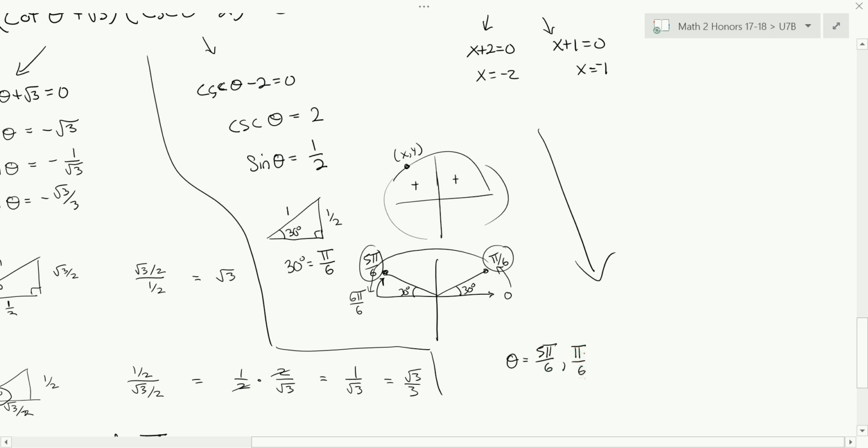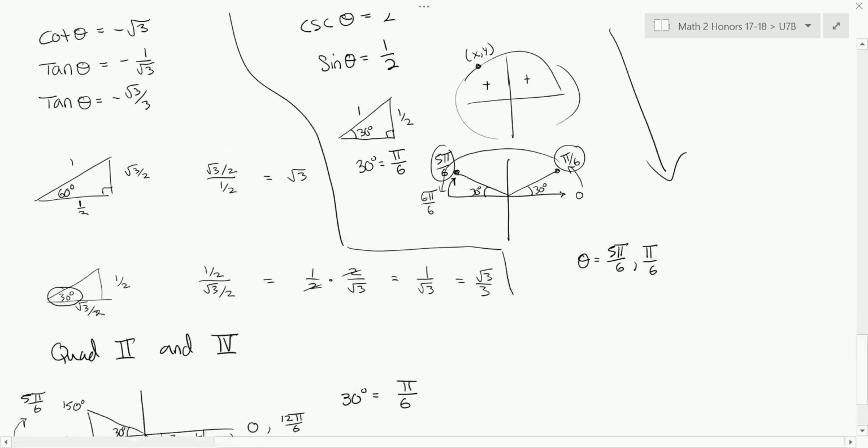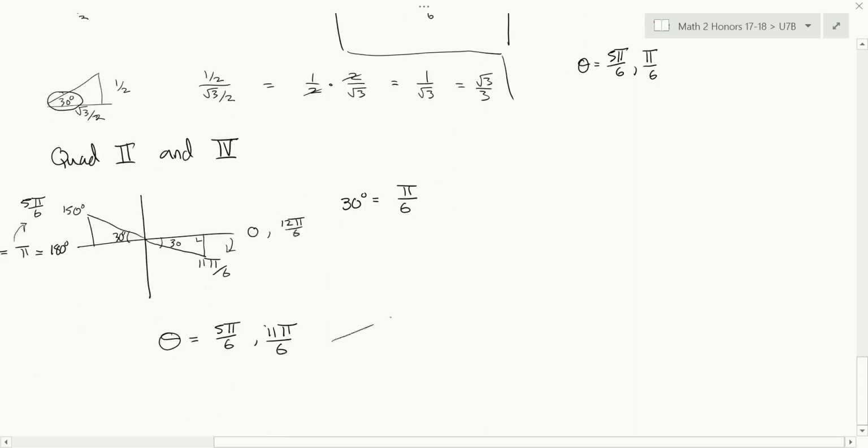Now that's the second half of this problem. Now we need to combine that with the answer we got from the first half. So putting those two answers together, our final answer is theta is going to be pi over 6, 5 pi over 6, which both answers have, but we only need to write that once, and lastly 11 pi over 6.